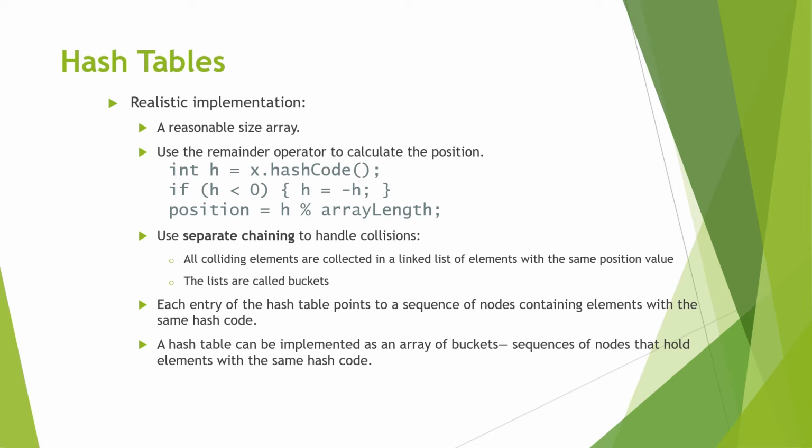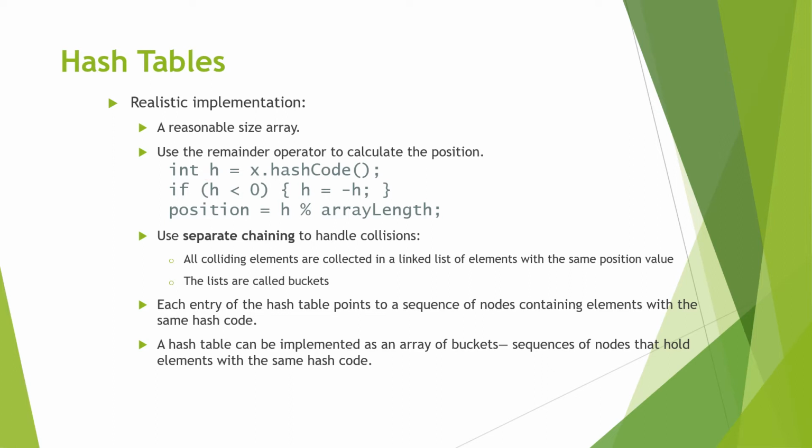So if two or more elements in a hash table collide, which means they are mapped to the same cell of the array, we should put them in the same bucket, which means we should store them in the same linked list. Each entry of the hash table points to a sequence of nodes containing elements with the same hash code remainder, which means the remainder of their hash codes, when divided by array length, should be the same. Sometimes we call the remainder of h the hash code of that element. So instead of saying that h is the hash code, we say position is the hash code.